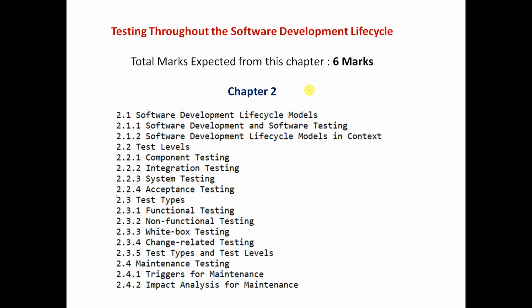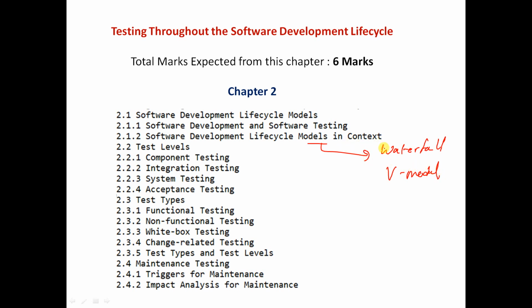This is chapter 2, testing throughout the software development lifecycle. In this video, you are going to learn about the models. See here the software development lifecycle models in context. You are going to learn about two models. One is the conventional, traditional model, that is waterfall, and another one is the V model, that is the most successful model that we are following so far in most of the organizations.